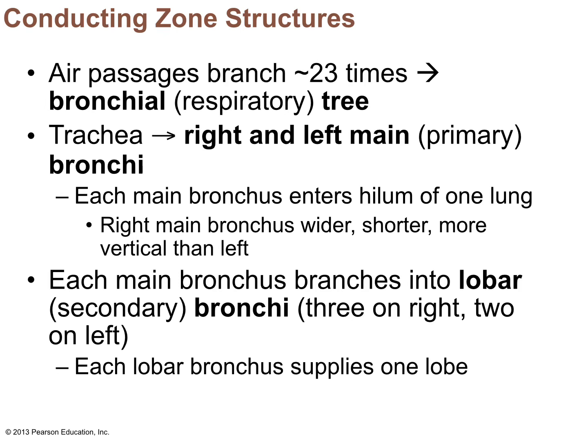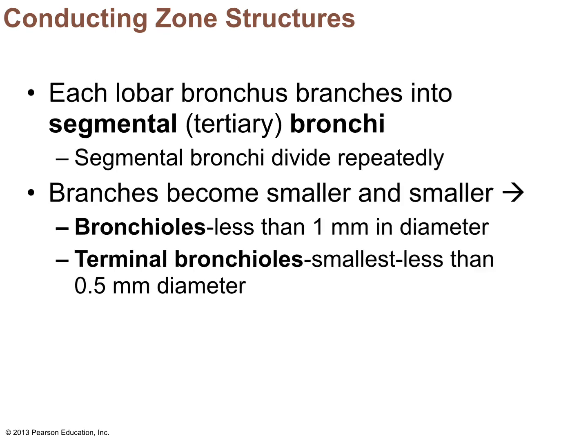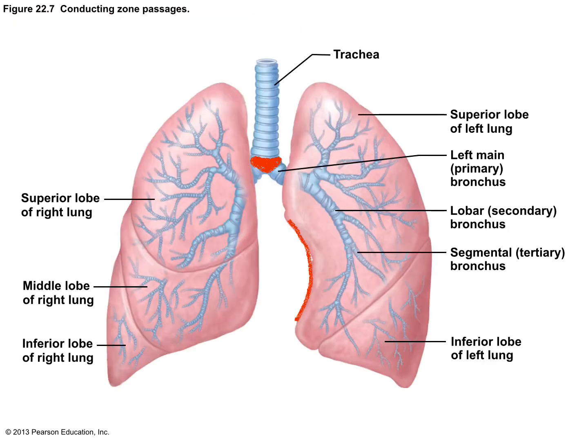But this branching is going to happen about 23 times, and it's going to continue to get smaller and smaller and diverge more as we do that. Now, once we get to less than 1 millimeter in diameter, when these bronchi continue to split, they are now called bronchioles. You can see the carina that I kind of outlined in red there.